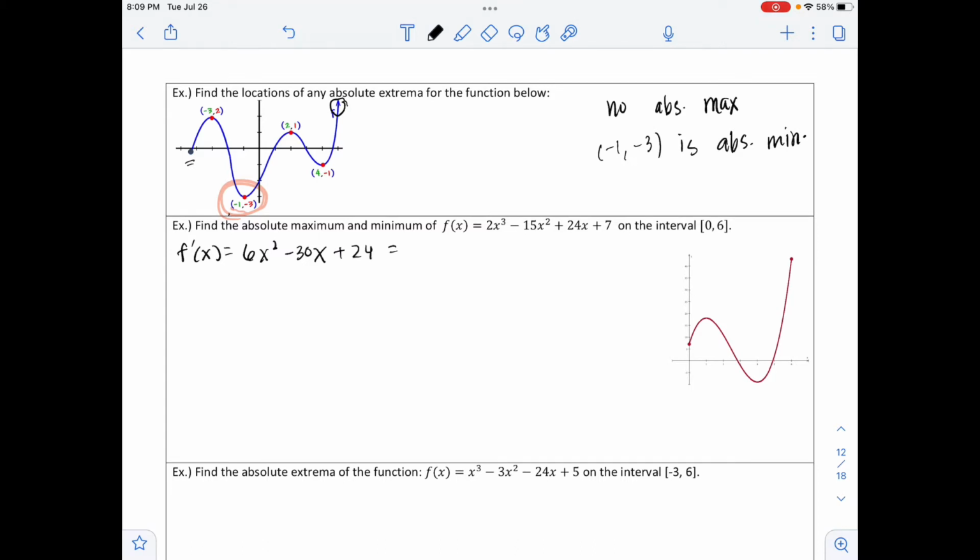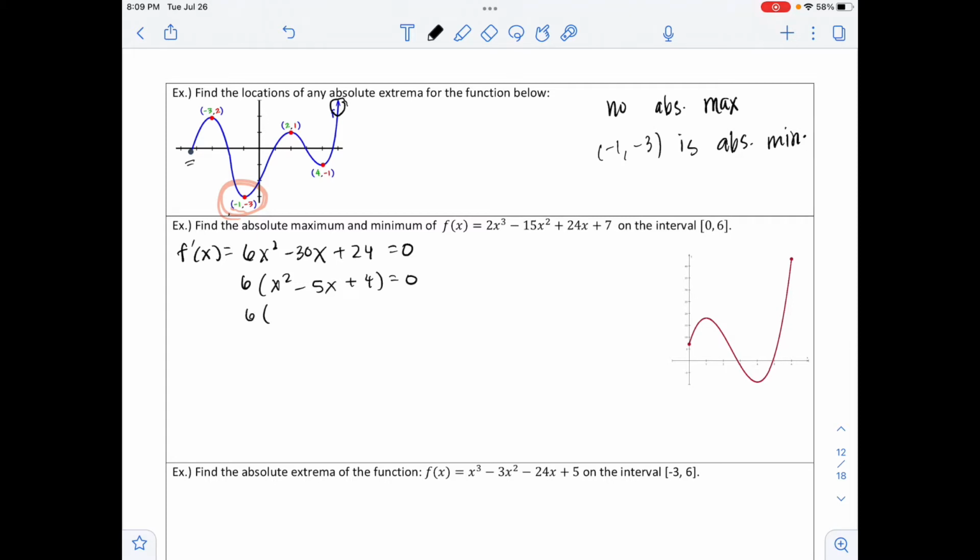And we're going to set this equal to 0 in order to find our critical values. Also note that we don't have any places where our first derivative is undefined. And also note that we're dealing with a continuous function over that interval from 0 to 6. So from here, I can factor out a GCF, which would be 6, and so we have x squared minus 5x plus 4 equals 0.